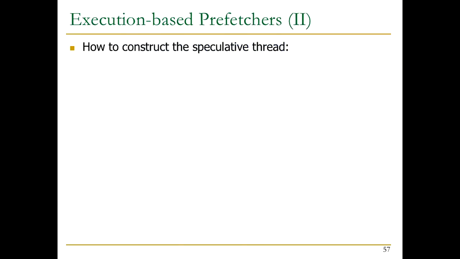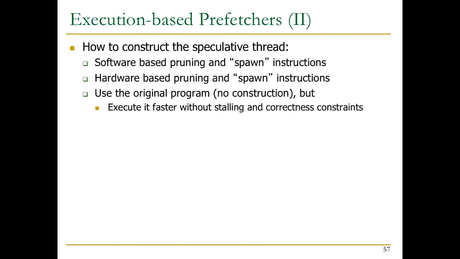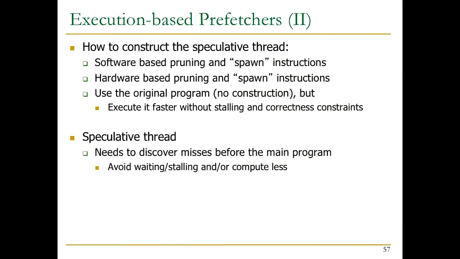Okay, so there are many issues. How do you construct the speculative thread? You could do it at the software level, prune the program somehow, and insert spawn or fork instructions. You could do it at the hardware level, and again prune and spawn, or use the original program without any construction, which is what run-ahead execution does. But execute it faster without stalling and without having correctness constraints.